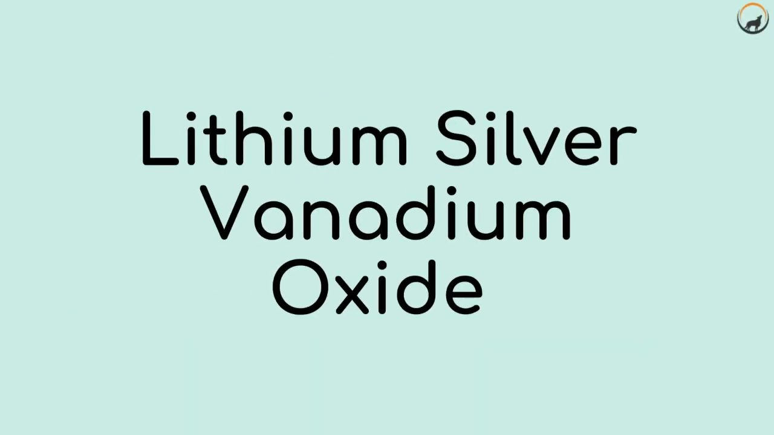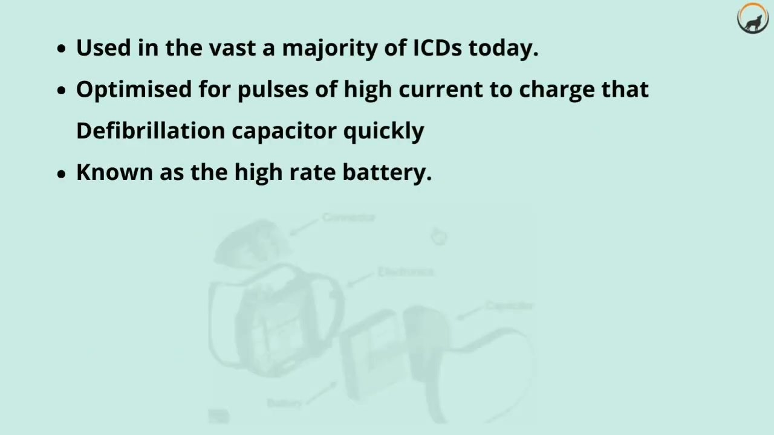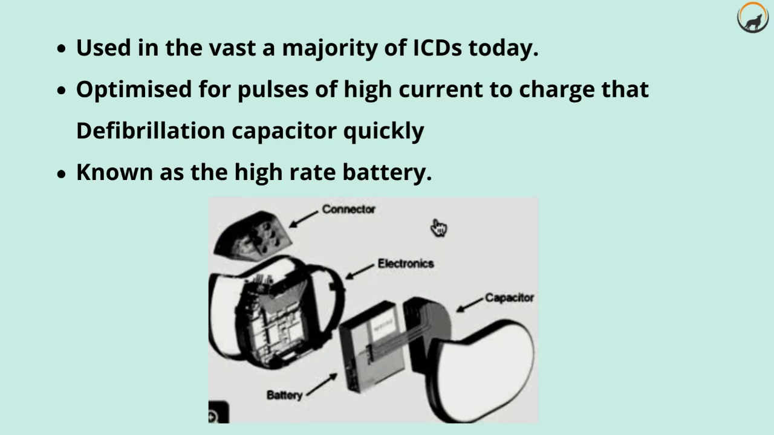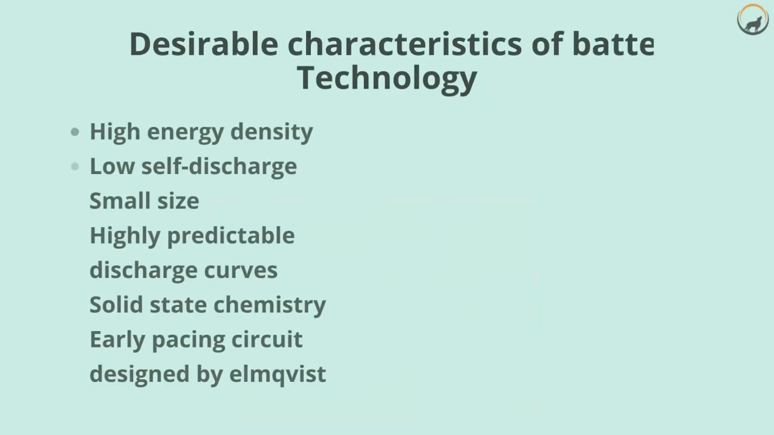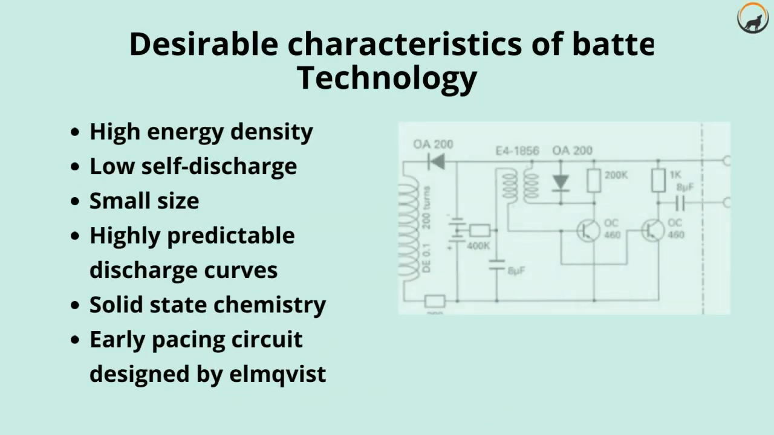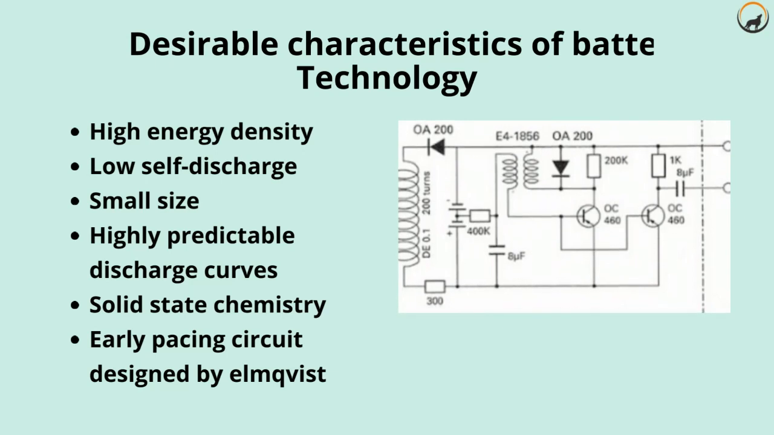The lithium silver vanadium oxide battery is used in the majority of ICDs today. It is optimized for pulses of high current to charge the defibrillation capacitor, known as a high-rate battery. The desirable characteristics of battery technology include high energy density, low self-discharge, small size, a highly predictable discharge curve, and solid-state chemistry. The image on the right shows an early pacing circuit designed by Elmquist.